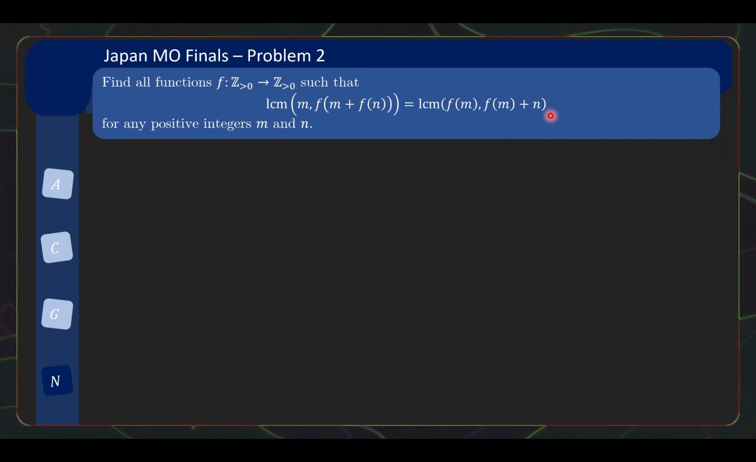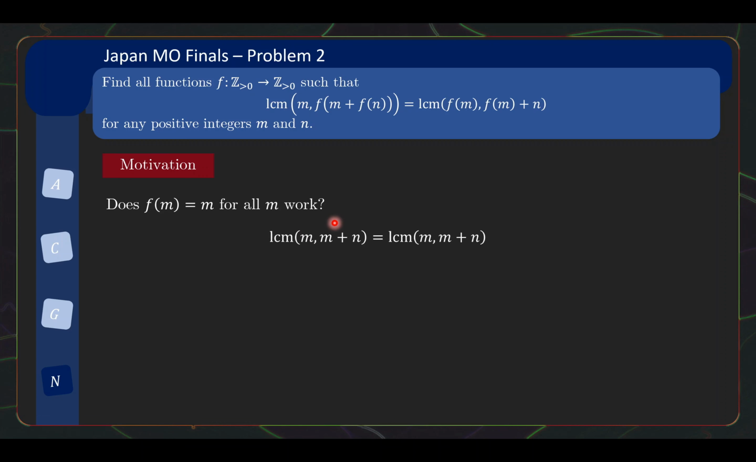So let us first take a little moment to try and motivate our solution. Well, as with any functional equation, the first thing you should really check is whether f(m) = m is a solution or not. So in this case, thankfully, if you substitute in f(m) = m for all m, you will get the left side is LCM of m, m + n, and the right hand side is LCM of m, m + n. So indeed, this is a solution.